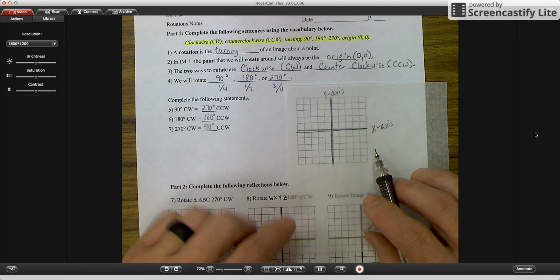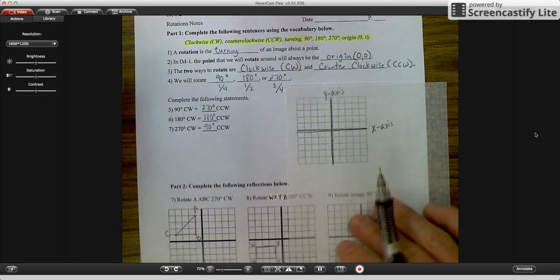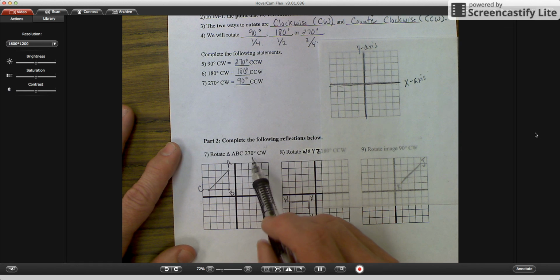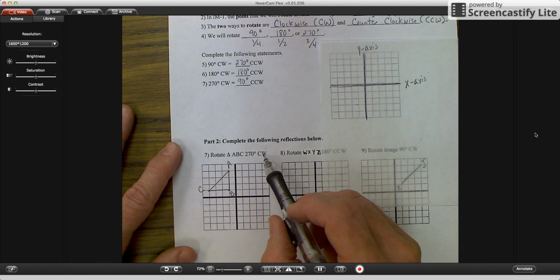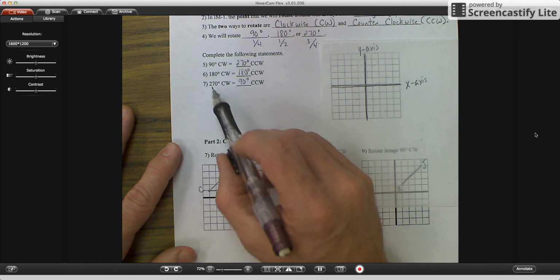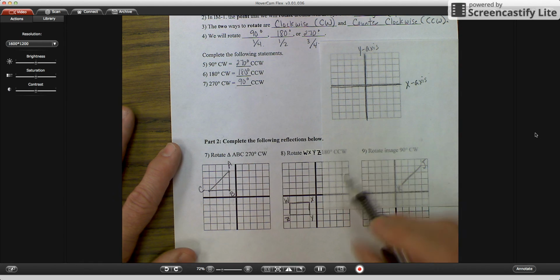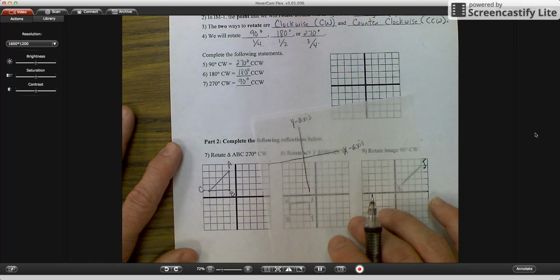Okay? So now what we're going to do is go down here and look at a few examples. The first example says rotate triangle ABC 270 degrees clockwise. Well, I'm going to look up here and see 270 degrees clockwise and realize that I could also go 90 degrees counterclockwise. It's your choice.